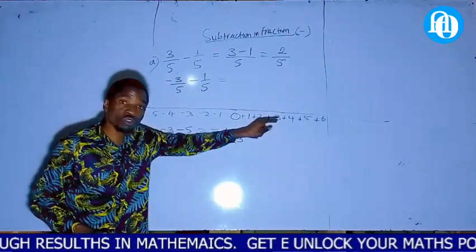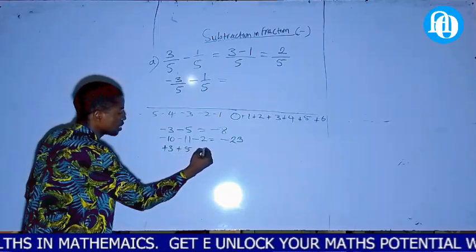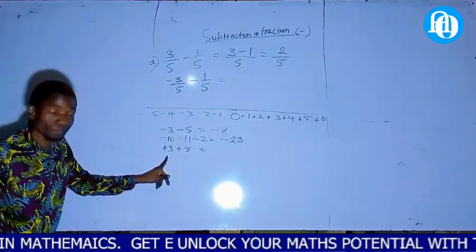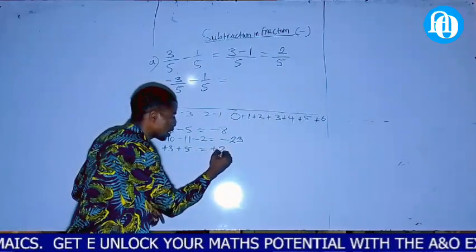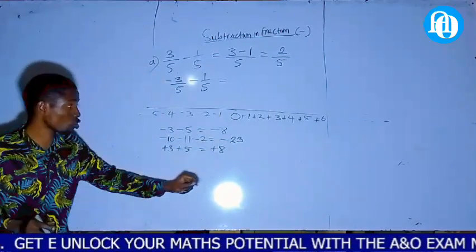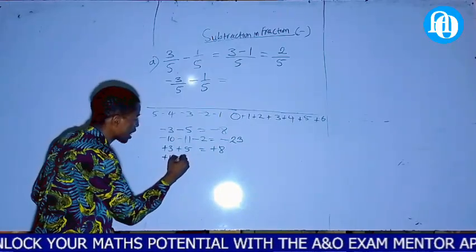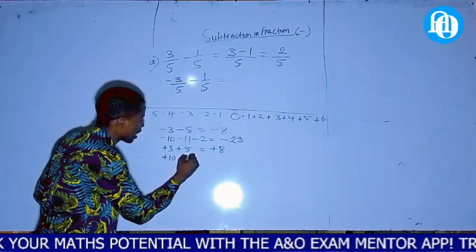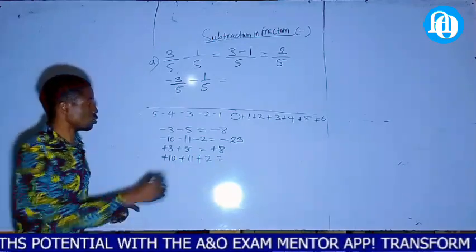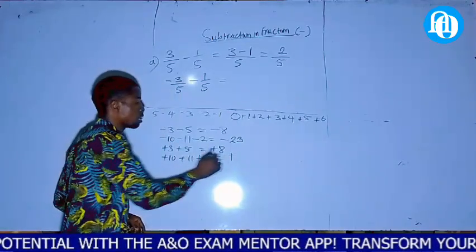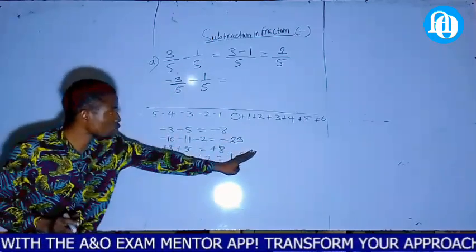The same thing will apply to this one. When we have plus 3 plus 5, because they have the same family, do the same thing, write their family. Now, write 8. That's plus 8. It's not minus 8. With plus 10, plus 11, plus 2, because they have the same family, you add all of them and it gives you plus 23. That's how they are doing this.